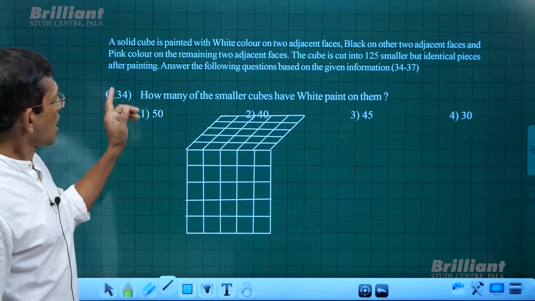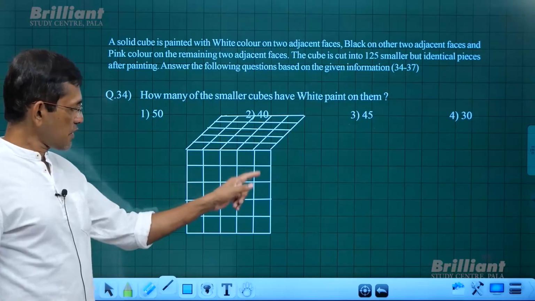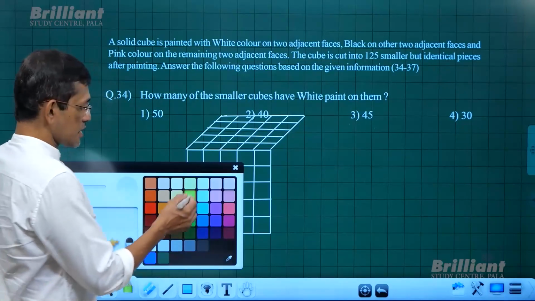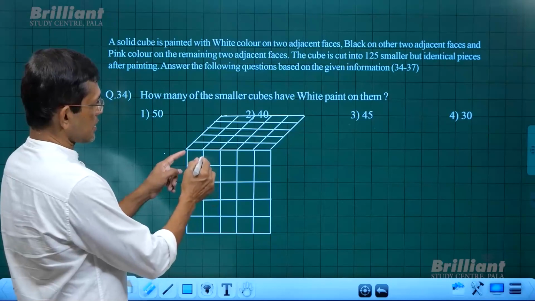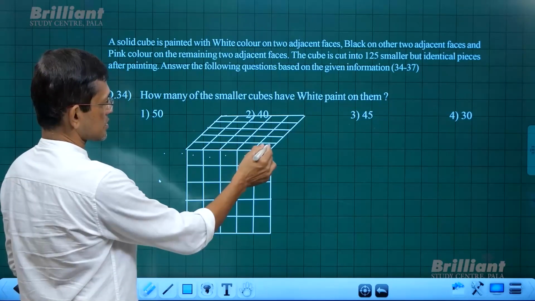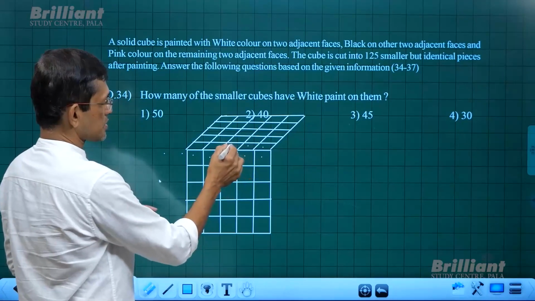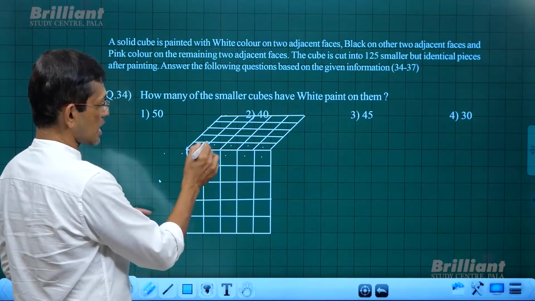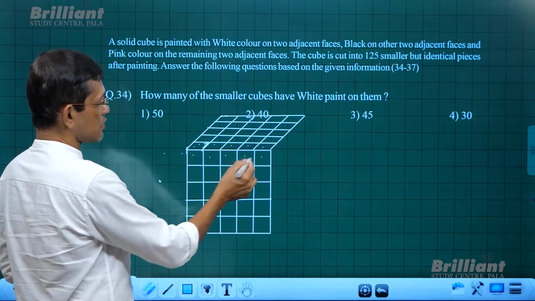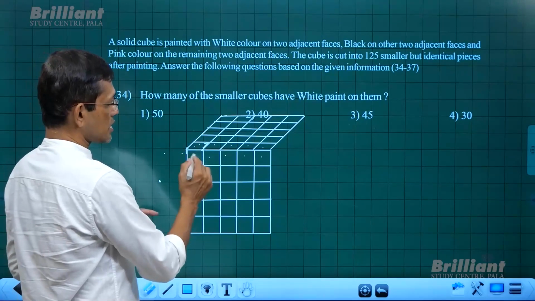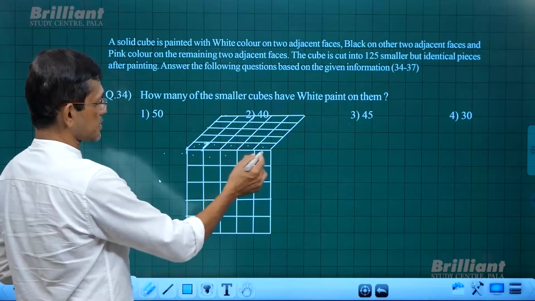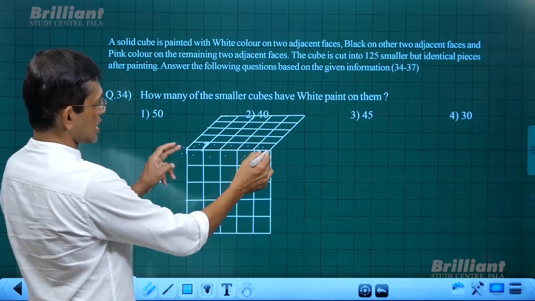So the question is, how many of the smaller cubes have white paint on them? There are 25 with white paint here, and another 25 here. However, if it is like a Rubik's cube, you probably notice that when you count, the cubes on the edge belong to both faces. So when we count the cubes on the edge, what we count here is inclusive of those cubes.